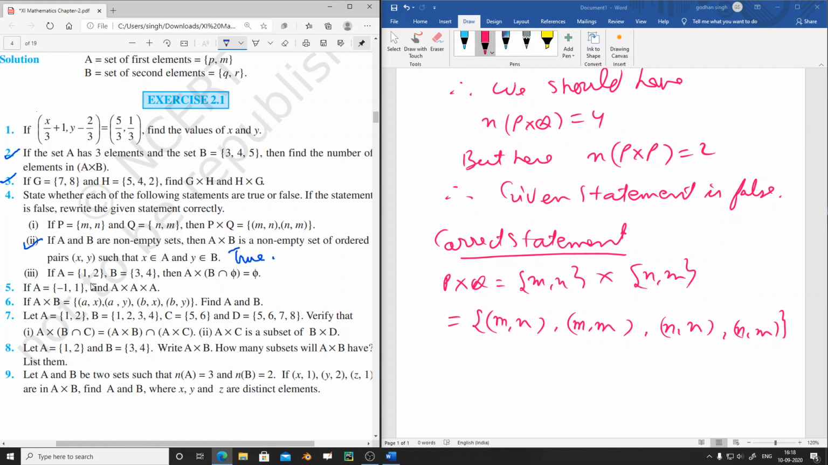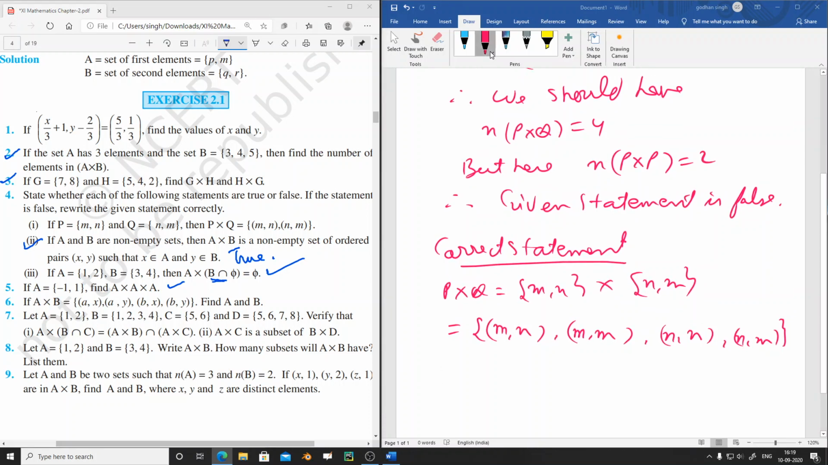Now the third one: if A equals the set {1, 2} and B equals the set containing the elements 3, 4, then A cross B intersection 5 equals 5. Now we know that the intersection of any non-empty set with an empty set will always be empty. So A cross B intersection 5 will be an empty set. So this is also a true statement. Now the fifth one, you will try on your own. Next, question number 6.